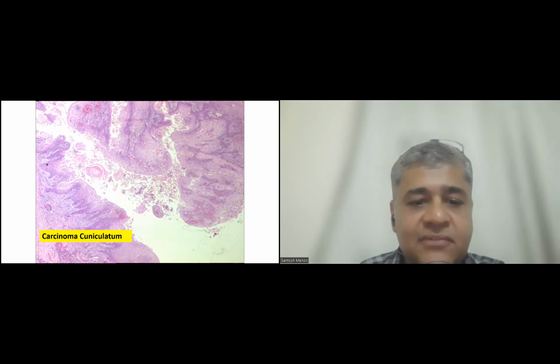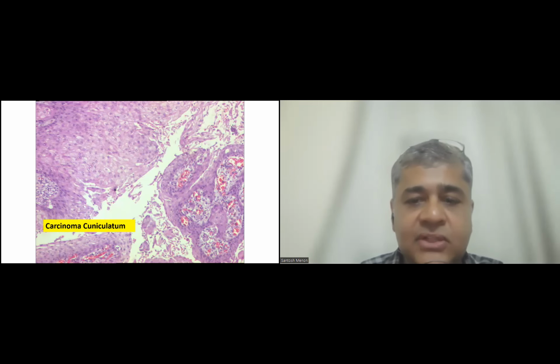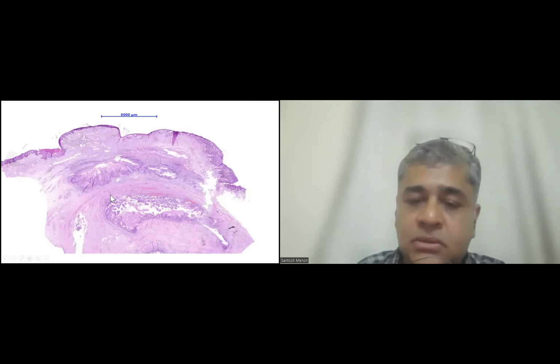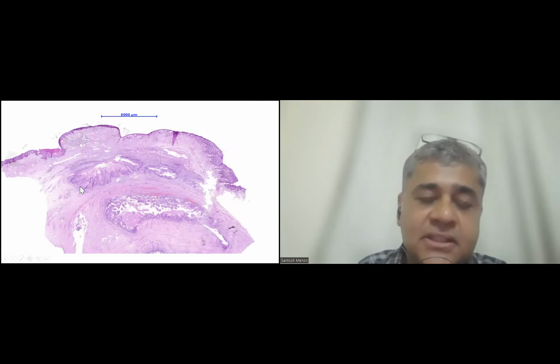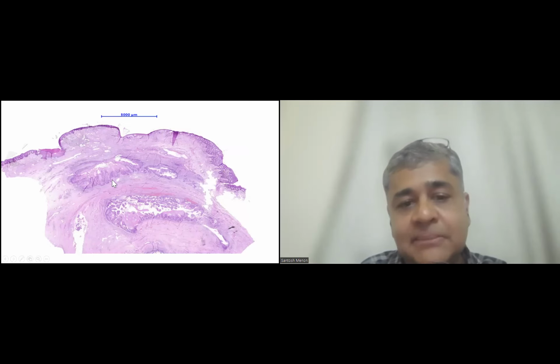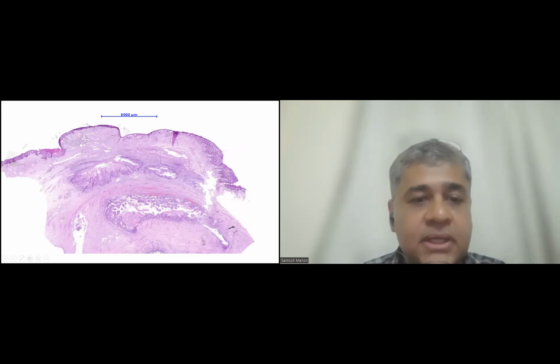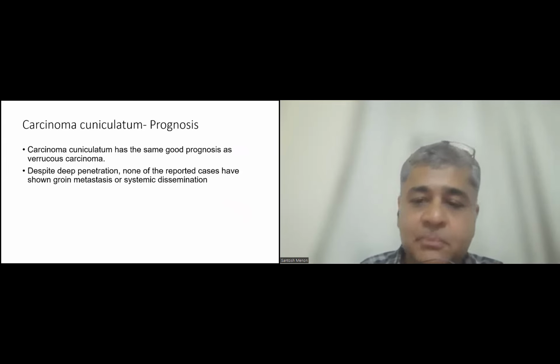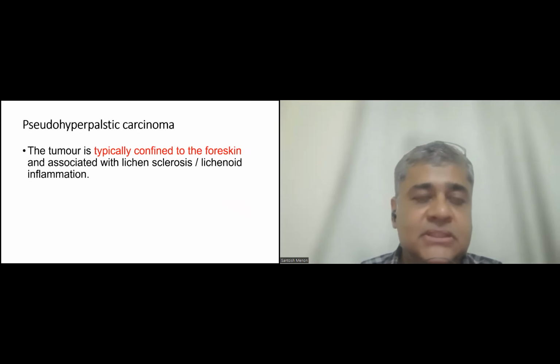Here, the cells are very, very well differentiated. You may have some broken superficial cells falling into this. More pictures to show how a carcinoma cuniculatum looks. You can see how broad these fronts are and the broad bases, similar to verrucous carcinoma, but then they are burrowing deep down into the anatomical compartments of the penile tissues. So despite the deep penetration, and not infiltration, as we want to call it, none of the reported cases have shown gross metastasis.